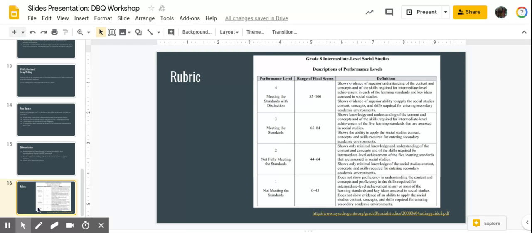This is an idea of a rubric that I would use to grade the final product of their essays, just to think forward to the next class period. And I could even have them self-assess themselves.